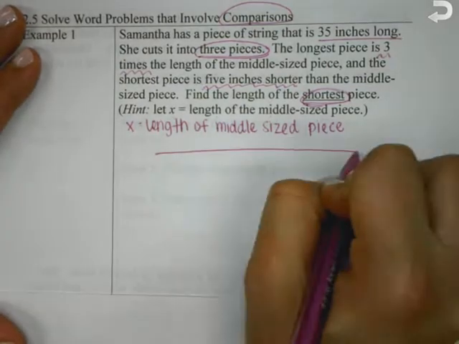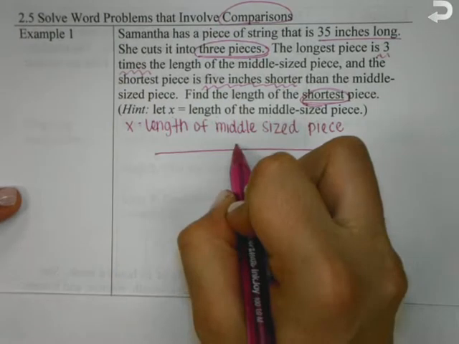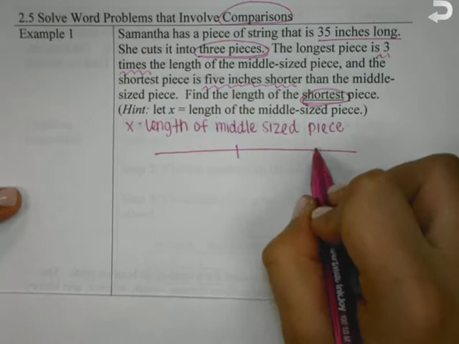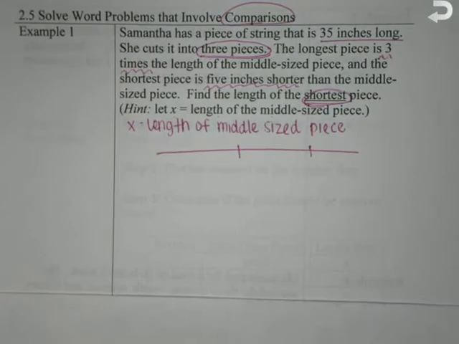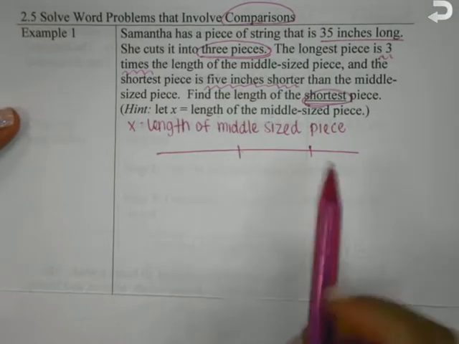And how many pieces did I cut it up into? 3. So cut it up into 3 different size pieces. So let's do a long piece, a middle piece, and a short piece. So 3 different lengths. x is the size of the middle length piece. So the middle length one for me is the center piece. So let's call that x.